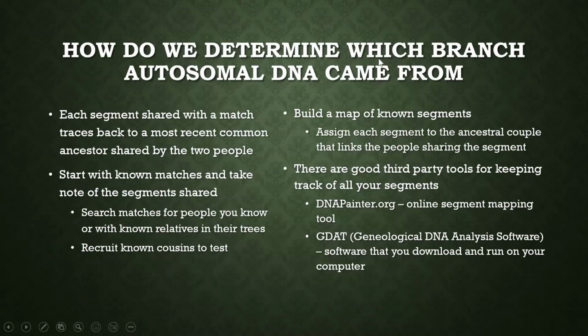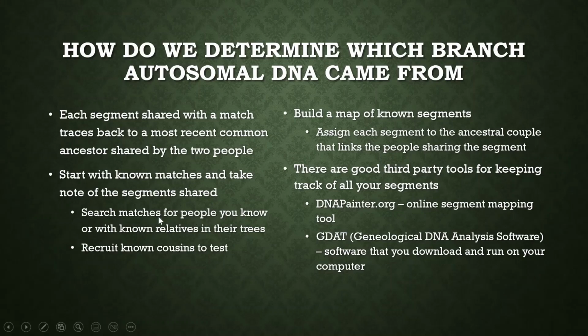So how do we determine which branch our autosomal DNA came from? Each segment that you share with a match traces back to a most recent common ancestor shared by the two people. Basically, you each inherited that segment of DNA from some common ancestor. And so what you do is you take known matches and pay attention to which segments you share, because the match segments that you share with your known matches come from the known common ancestors of that person and you.